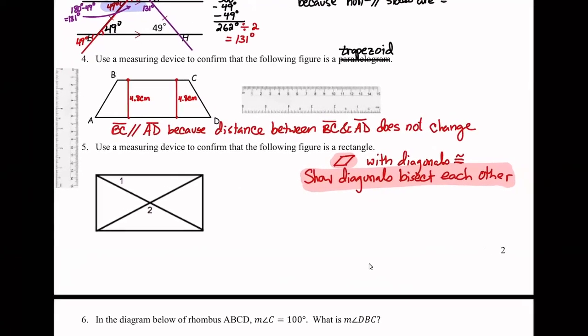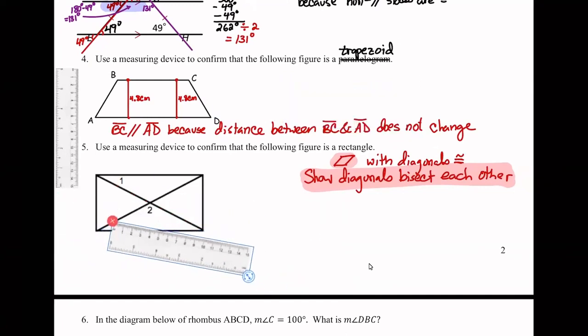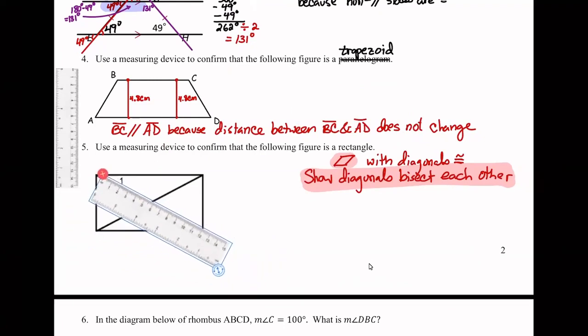All I'd have to do is show that the diagonals themselves are congruent. I could even start with the part where they're congruent. So I'll take my ruler and get a little length here. It really doesn't matter. Get my ruler on there. The way I have it set up, it's about 12.5 centimeters.